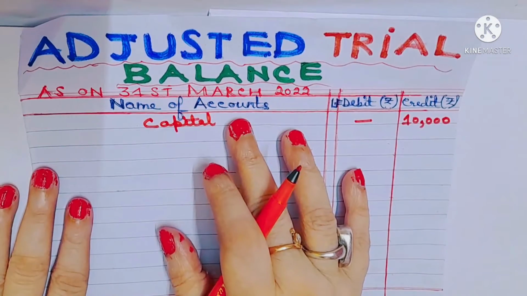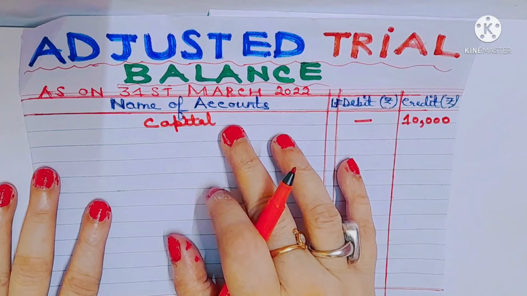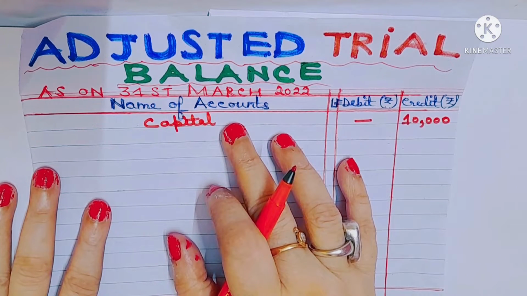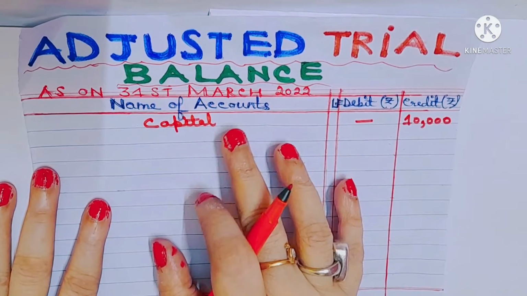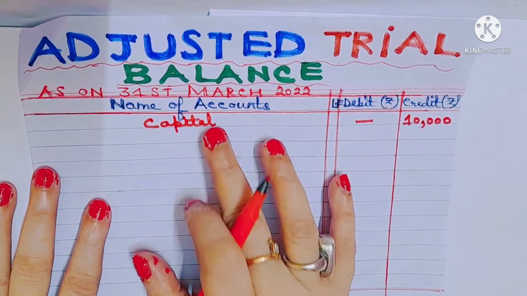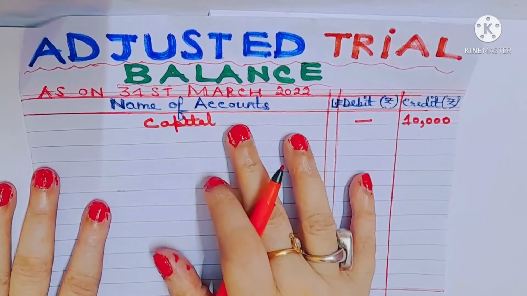Why does capital have a credit balance? Because capital comes under personal account. According to the personal account rule, the giver of the benefit is credited. Here, the proprietor is the giver of capital. So the capital account will be credited. Understood? Now let's see the next account.